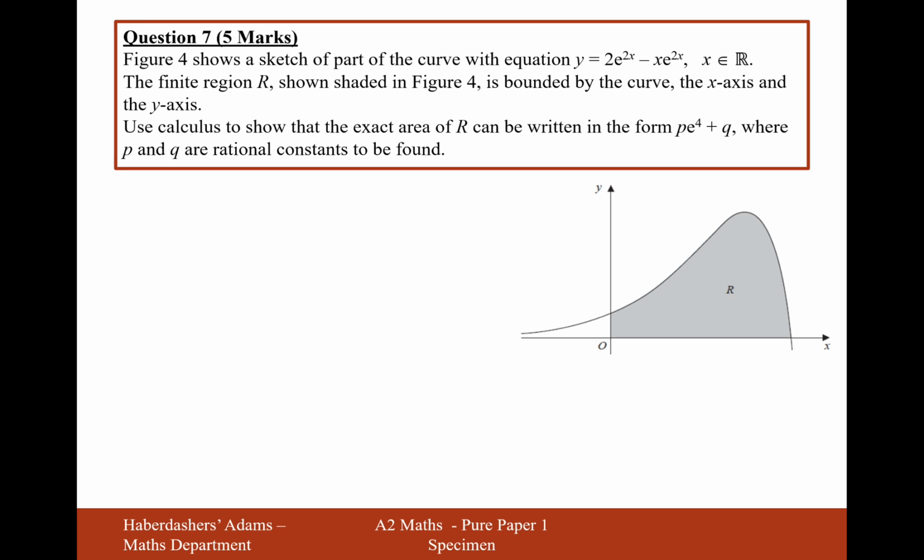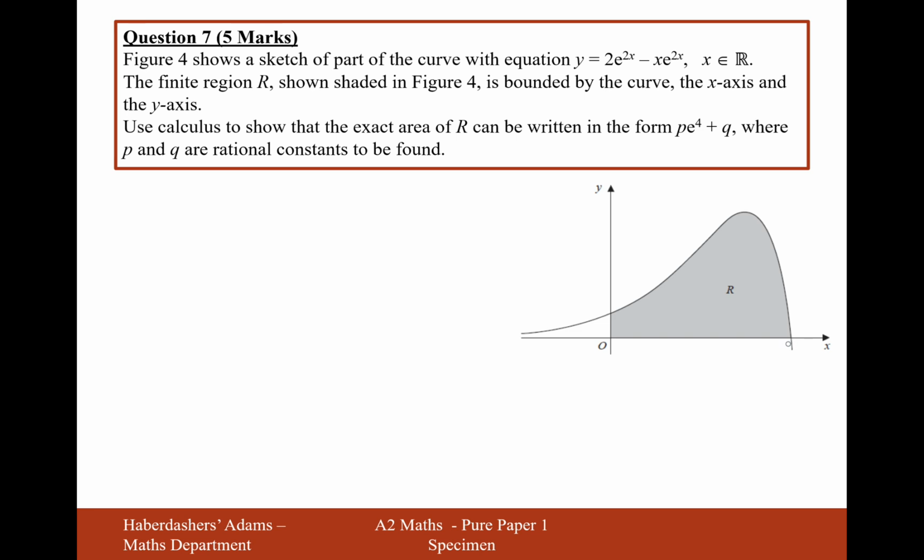Hello there and welcome to A2 Maths on Specimen Paper 1, and here we're looking at question 7, an integration question. Figure 4 shows a sketch of part of a curve with equation y equals 2e to the 2x minus xe to the 2x where x is real. The finite region R shown shaded in figure 4 is bounded by the curve, the x-axis and the y-axis. Use calculus to show the area of R can be written as pe to the 4 plus q, where p and q are rational constants to be found.